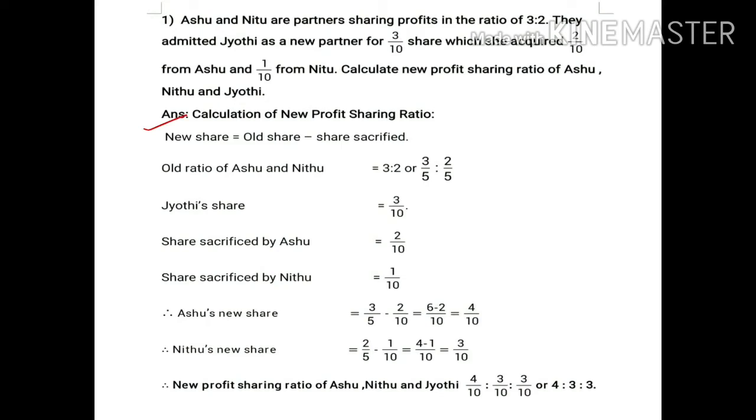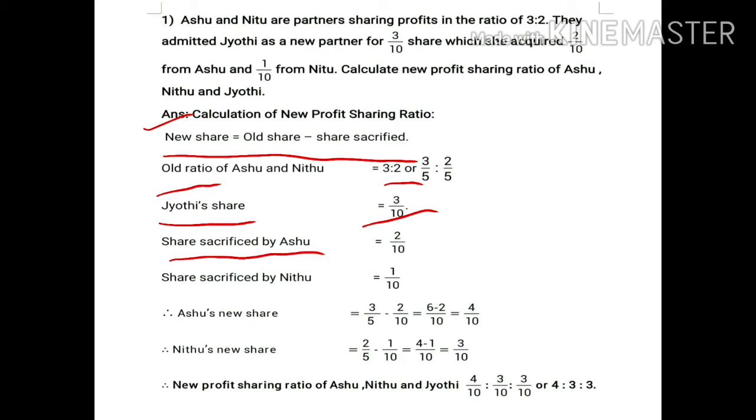Answer, calculation of new profit sharing ratio. The formula is: new share is equal to old share minus share sacrificed. Remember that formula. And next, write down some of the information provided in the problem. First one, old ratio of Ashu and Neetu. How much is the old ratio? 3:2, or 3/5:2/5. Next, new partner Jyoti's share, how much? 3/10.